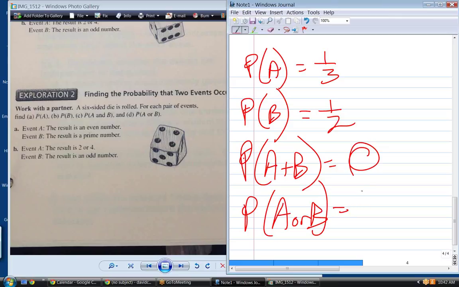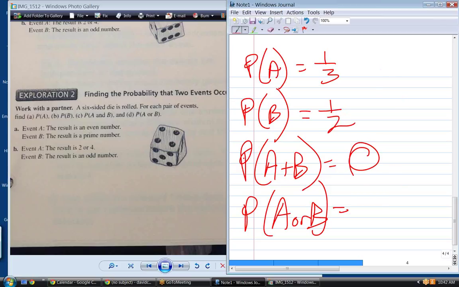But what's the probability of B or A? That's all of them, right? No. If there's no overlap, then that's going to be the probability of A plus the probability of B. 1/3 plus 1/2. 5 over 6.